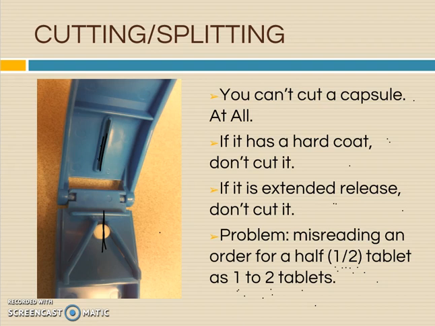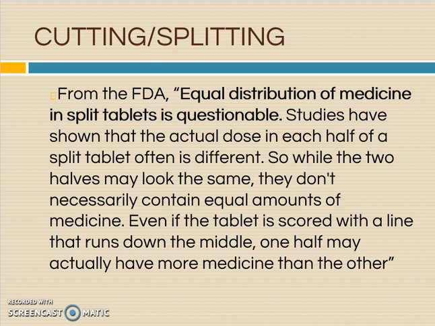So that is splitting. Now you might be asking yourself, how do I know that both halves have the same exact dosage of whatever it is? And you're exactly right. You don't. The problem is equal distribution of medicine in split tablets is questionable. This is from the FDA, and that is a problem, but we can still split pills. Generally, you're not splitting something that really has to be exact.